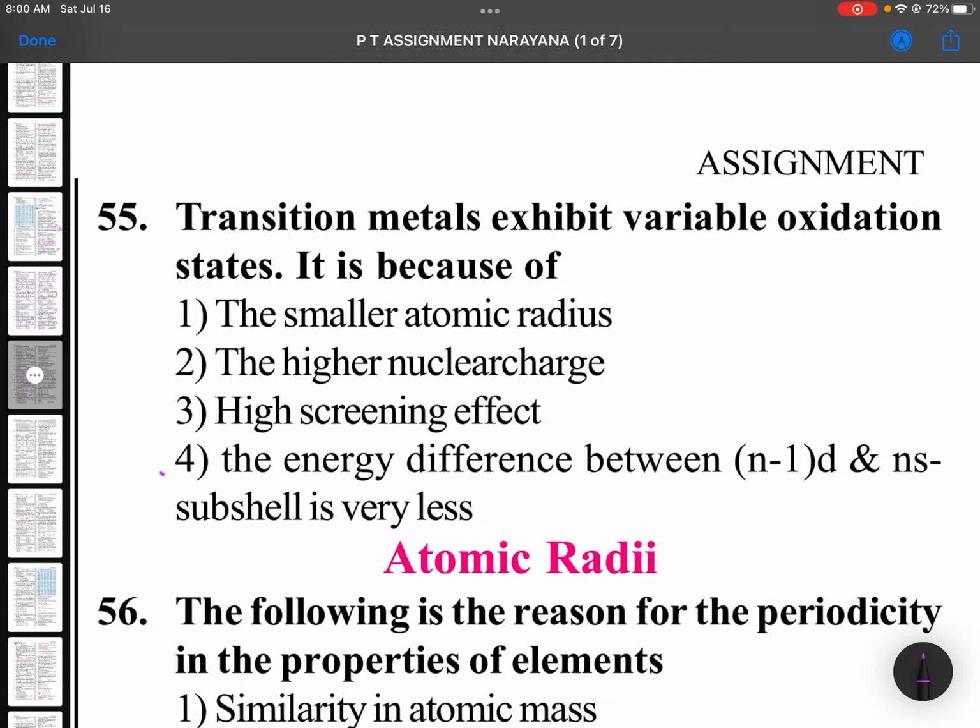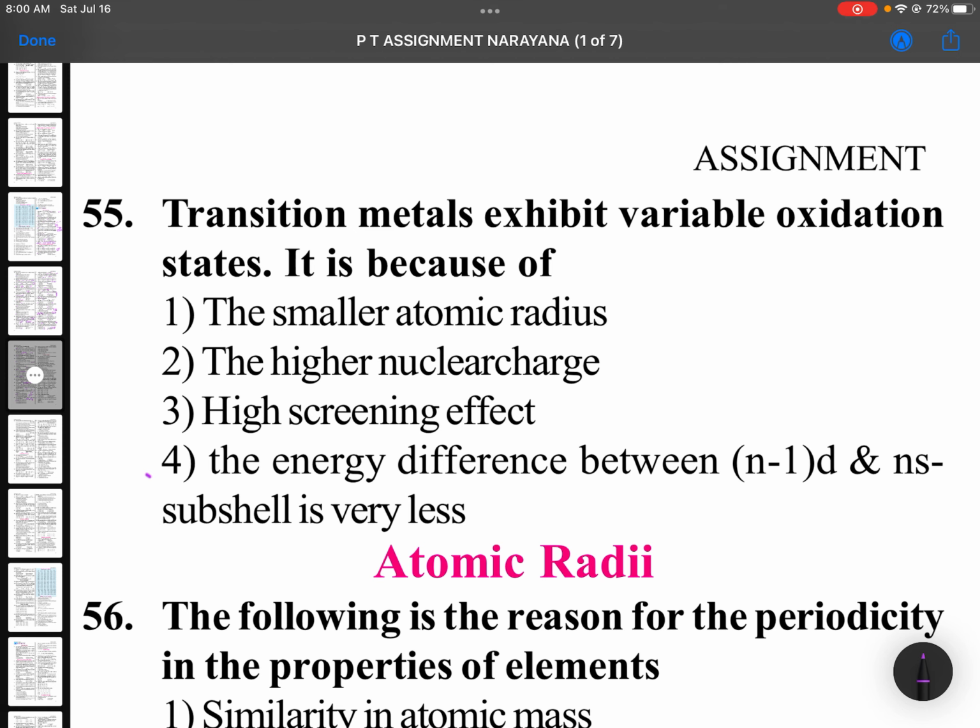One more question we have here, the 55th question. This will stop this session. Transition metals exhibit variable oxidation states. It is because the energy difference between ns and (n-1)d levels is very, very small, so electrons can jump here and there easily.